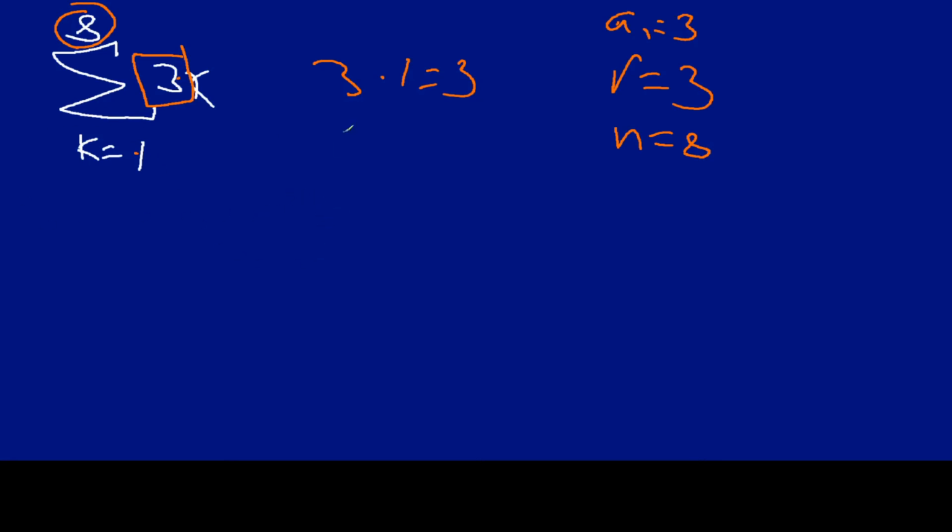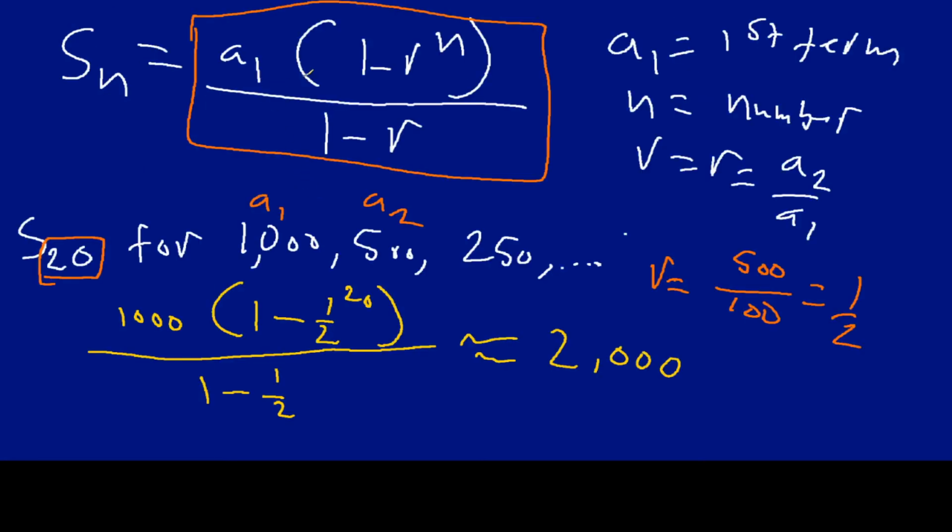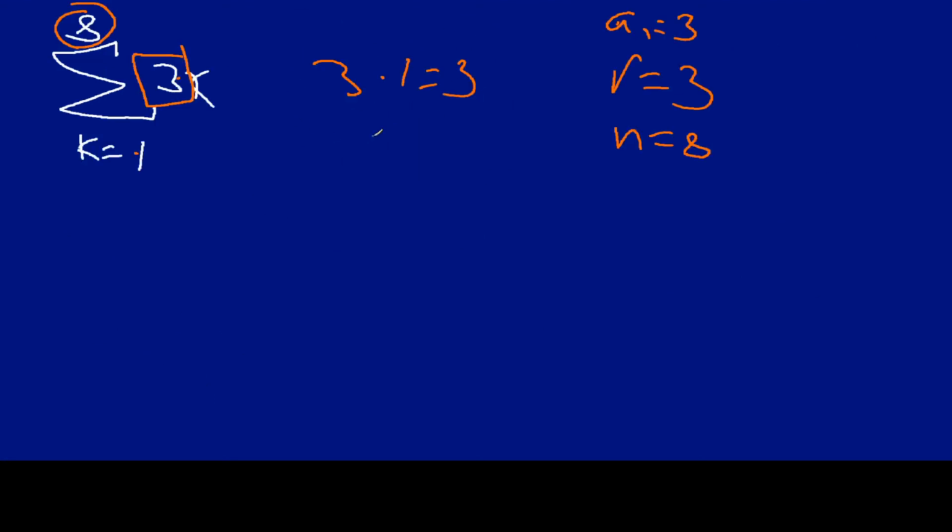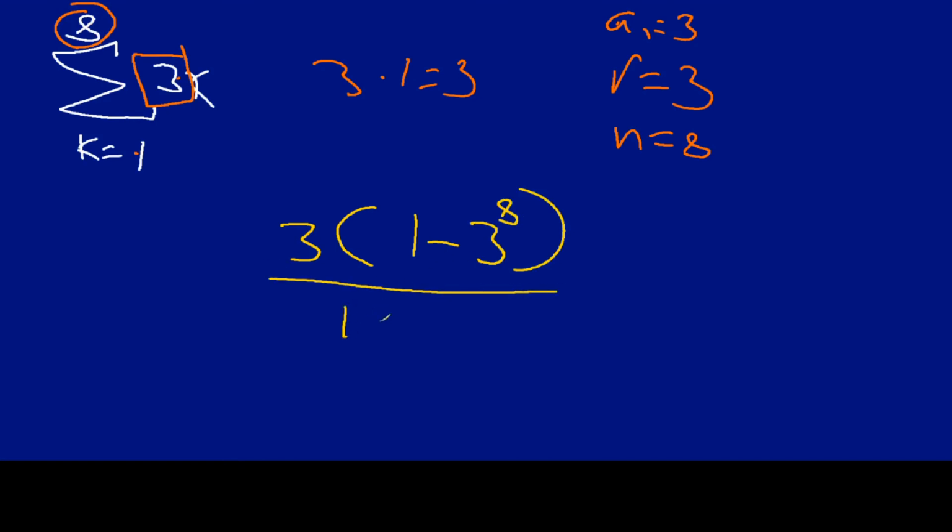And so I take my formula again, which is on the previous page here. A sub 1 times the quantity of 1 minus r to the n over 1 minus r. So knowing that information, I plug in a sub 1, which is 3. Inside that, I do 1 minus the ratio, which is also 3, to the 8th power, because the 8th power is my n. And then all this is going to be over 1 minus 3.